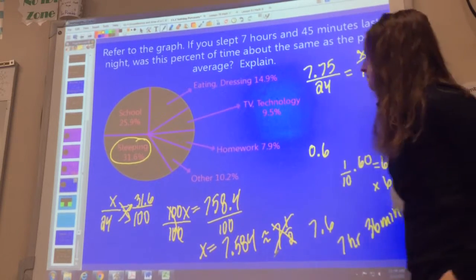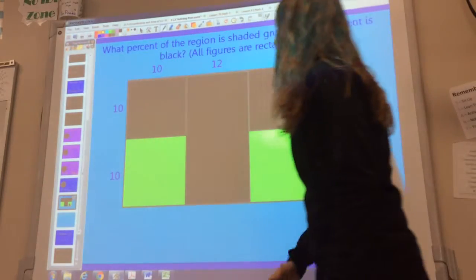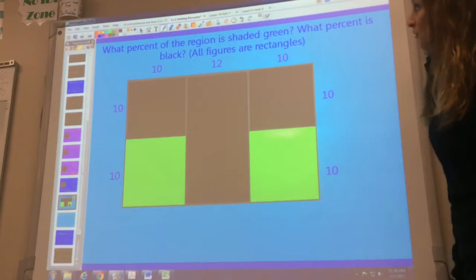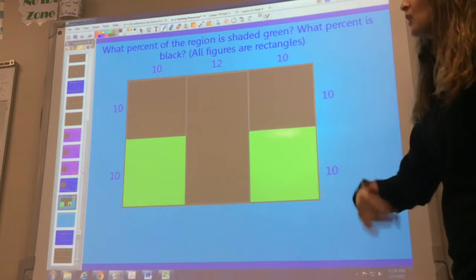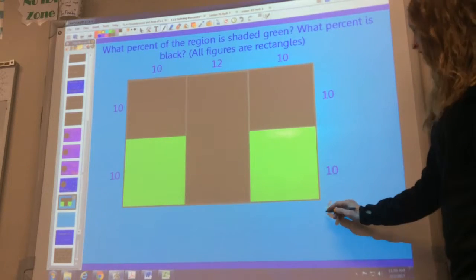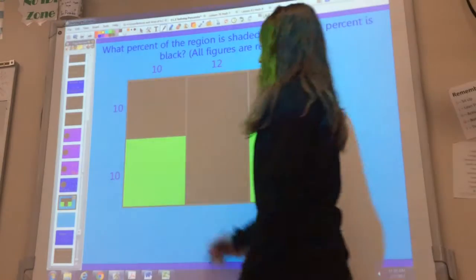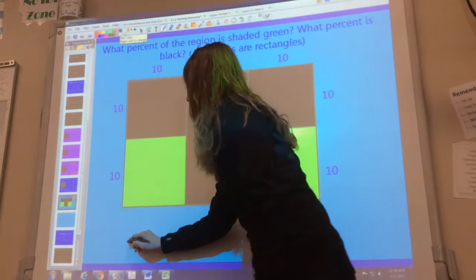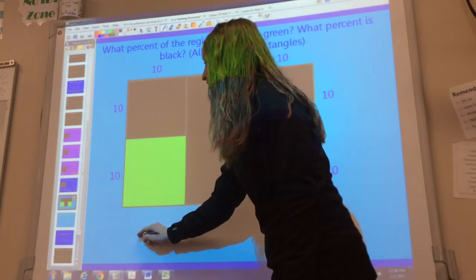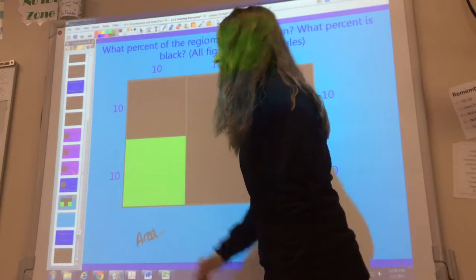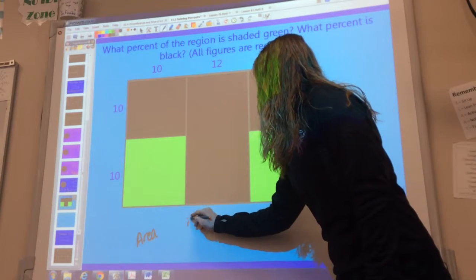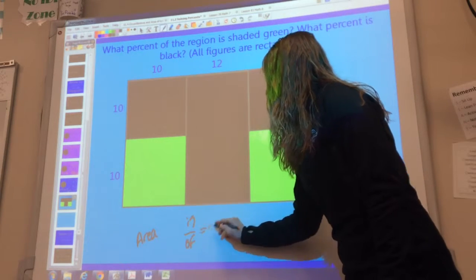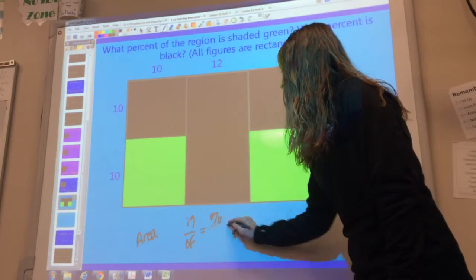Cool. Now, the last thing I want to go through, and just make sure that everyone understands, is what percent of the region is shaded green, what percent is shaded black? What is always the total? 100. Yes, the total percent is always 100. So I want you guys to know this. You find it by figuring out the area. Is over of equals percent over 100.